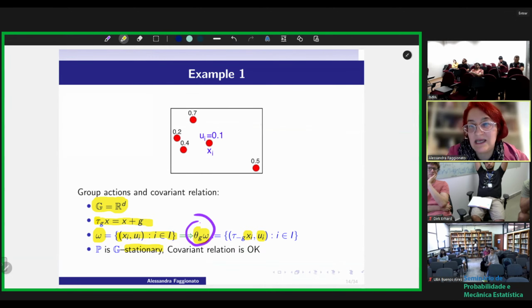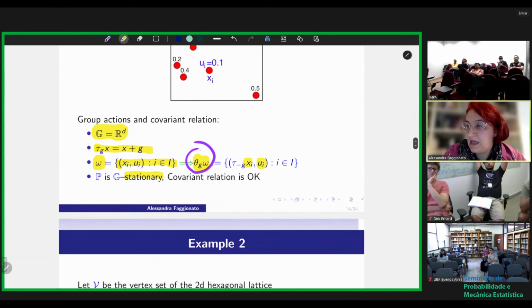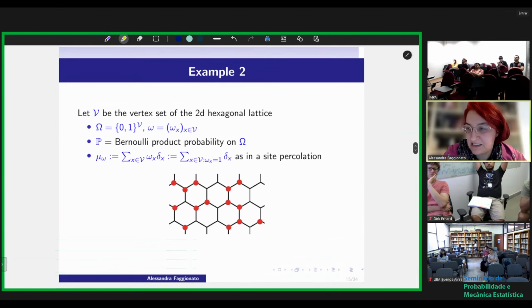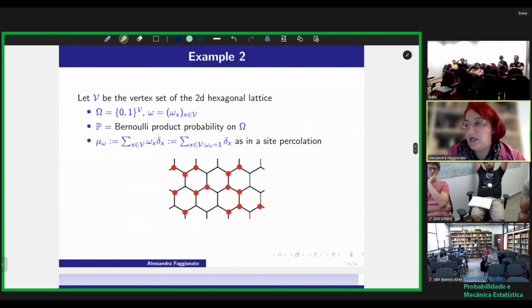I show you another example, which is more discrete. Let us take, for example, the two-dimensional hexagonal lattice, and I call V the vertex set of the two-dimensional hexagonal lattice, which is this black underlying structure here. Then I take as omega the product space {0,1} to the vertex set of the hexagonal lattice.